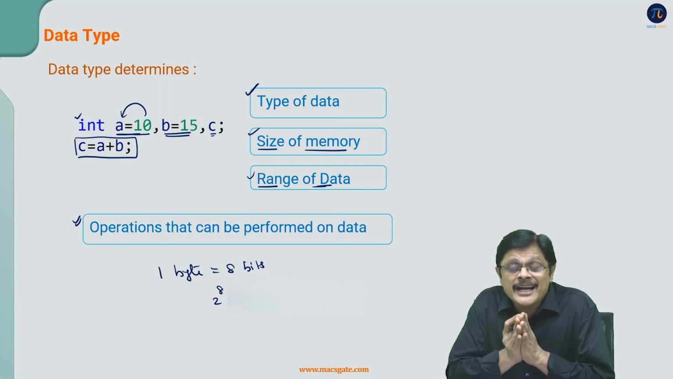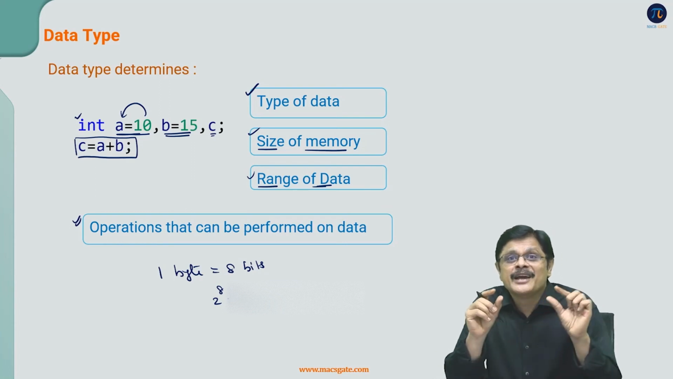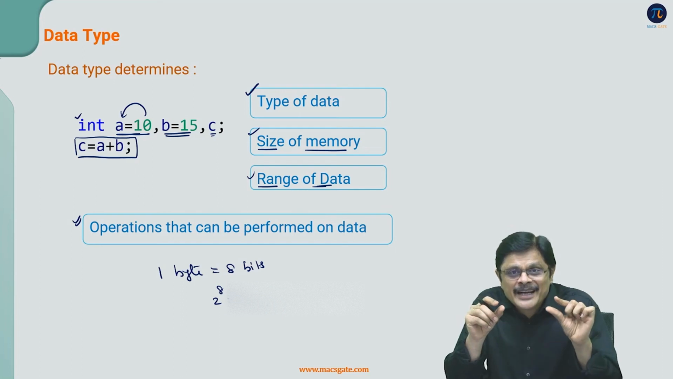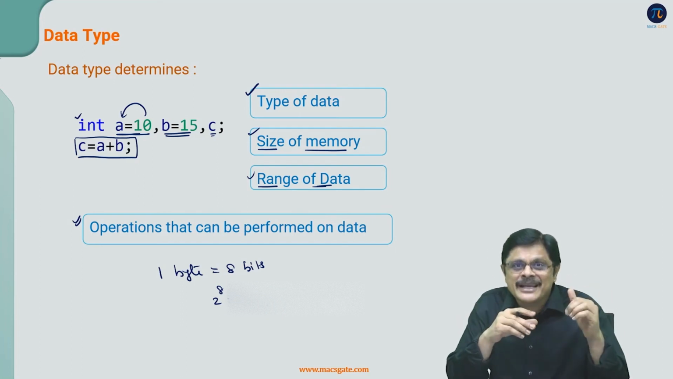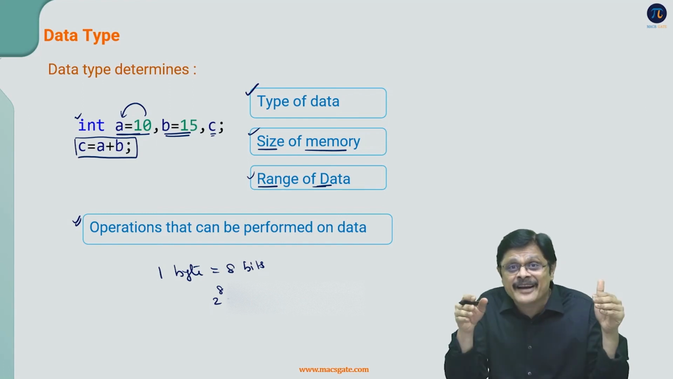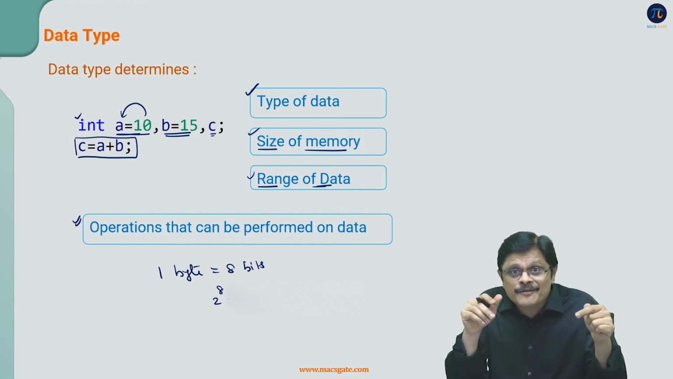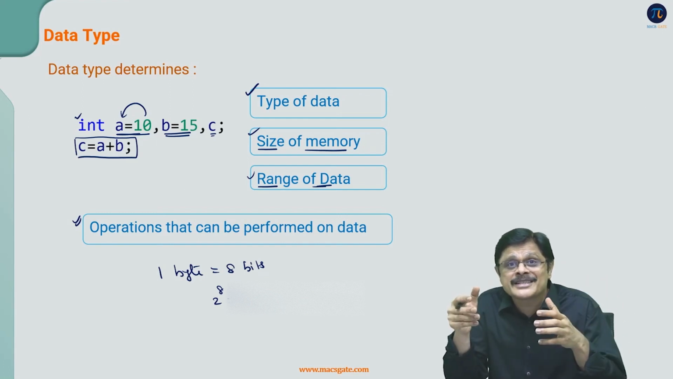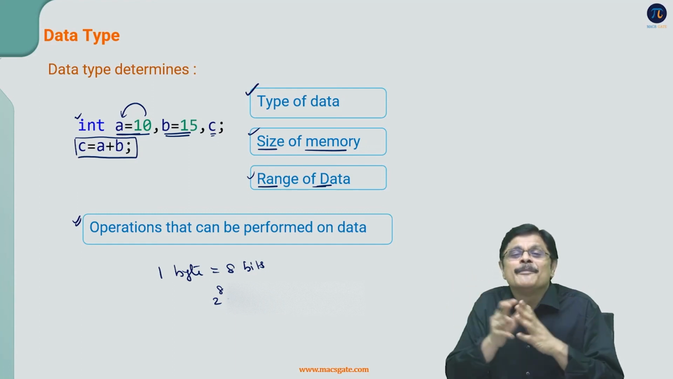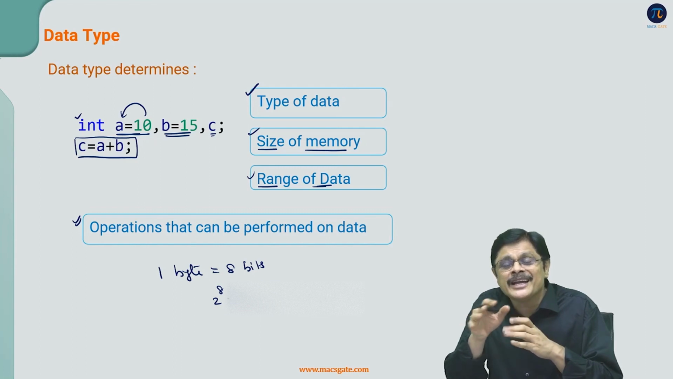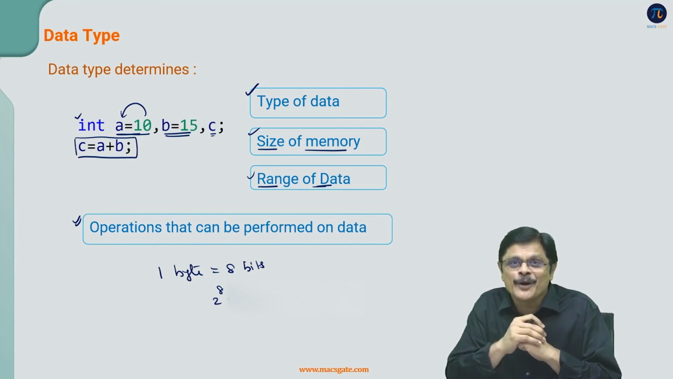So when you say data type, don't just think of a variable. Data type means a variable which is having a type. Type determines the size, size determines the range, and because of the type, what all operations can be performed, you all know that. That is, all the operations are predefined together with the data type. That is the point to be noted.